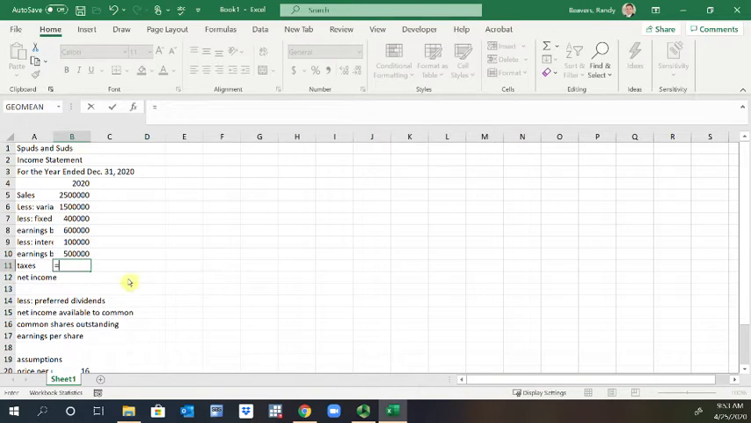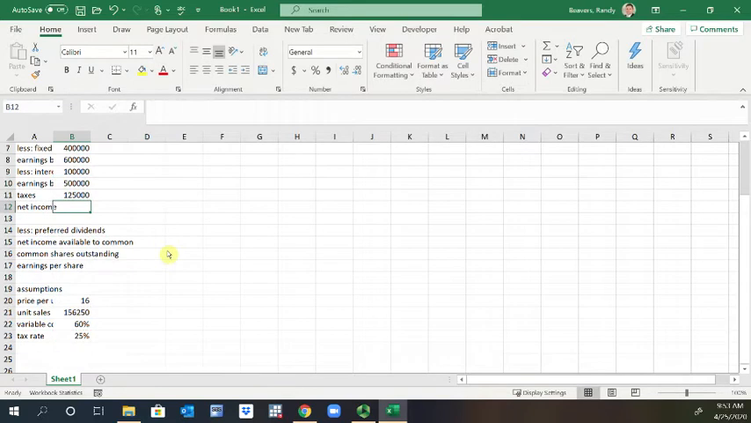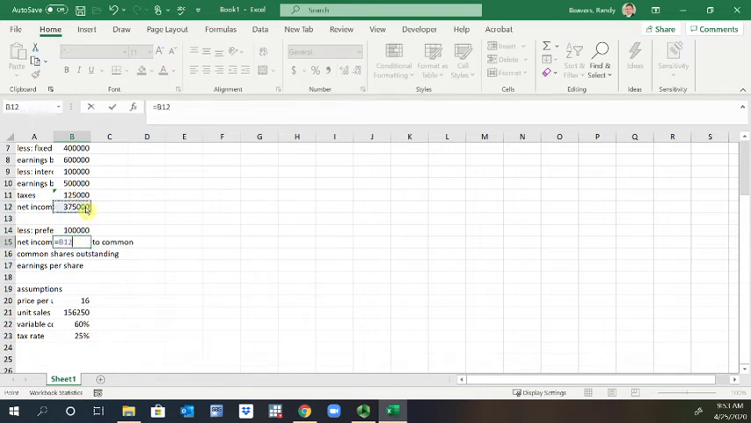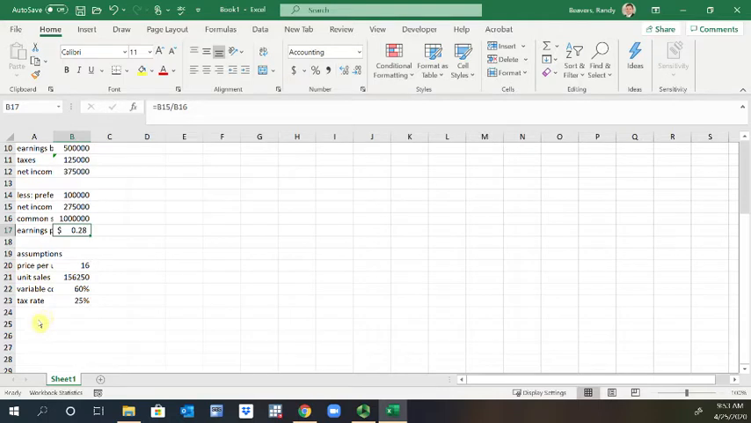Then our tax amount will be equal to the earnings multiplied by the tax rate. And then take that difference to get net income of 375,000. We're going to have 100,000 in preferred dividends. So the net available to common is 375,000 minus 100,000. If we assume 1 million common shares outstanding, then our earnings per share will be 0.275 or 28 cents. All right. So now we can use this information to calculate the break-even point.